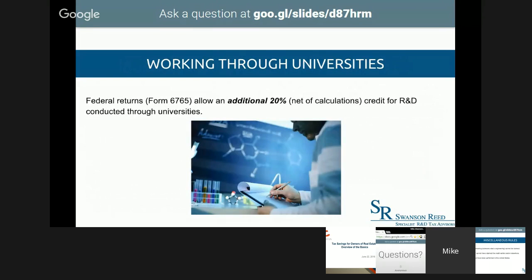Okay, if you work through a university, there is a special credit you can get on that. It says on this slide 20%, but there are some calculations that are performed before you get to taking that 20%, and we'll go through them with you at the time if that applies to you. If it does apply, it is better than what you get under the normal process.